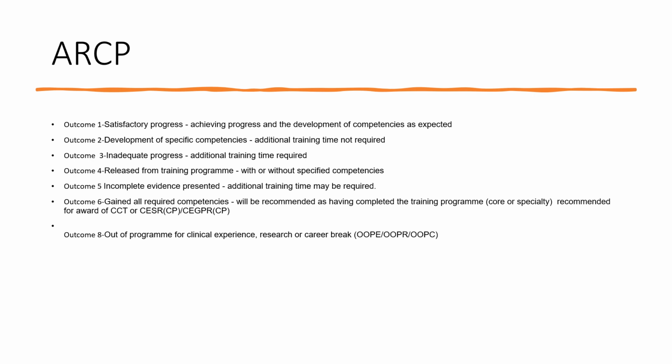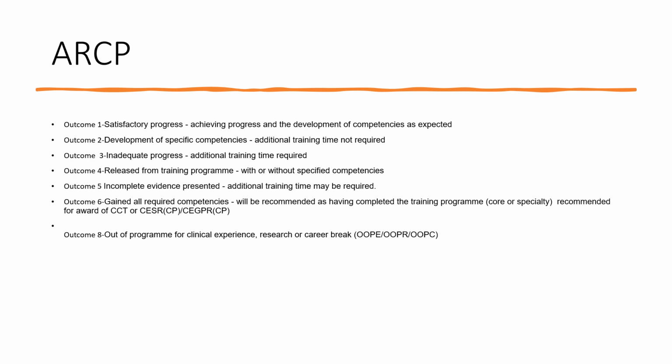So an outcome 1 means you've got satisfactory progress, you've got everything you need at the required stage and at the required rate, so you're doing all good. Outcome 2 means that you have got some specific competencies that you still need to achieve. However, the panel feels that you don't need additional time for this. And outcome 3 is where there is inadequate progress. So the panel feels that you need additional time in order to finish off the competency that you still lack. Outcome 4 is you've been released from the training program.